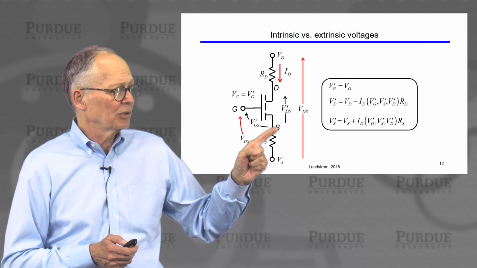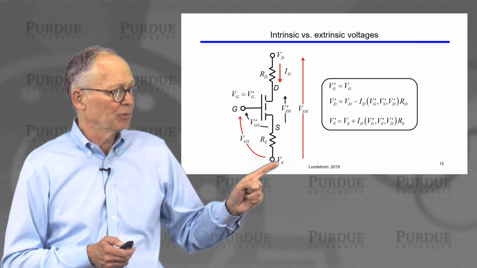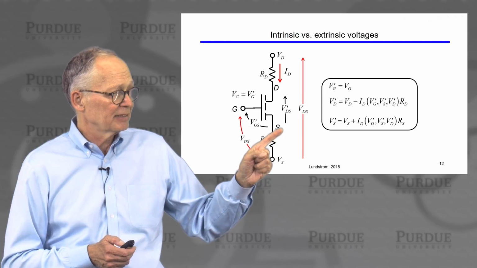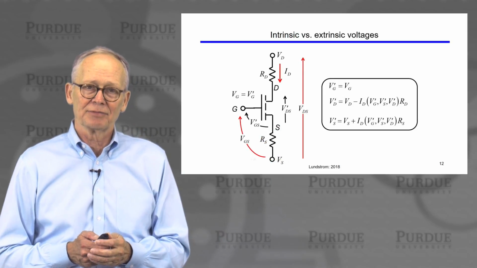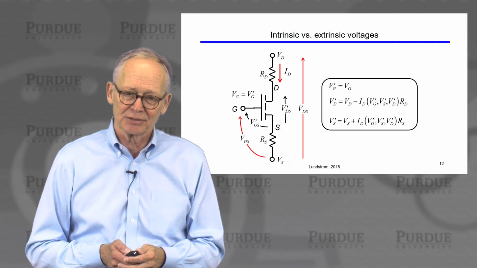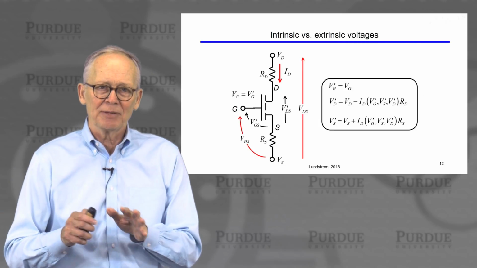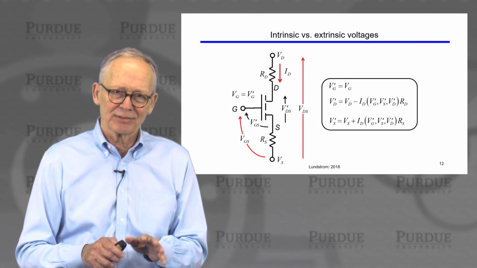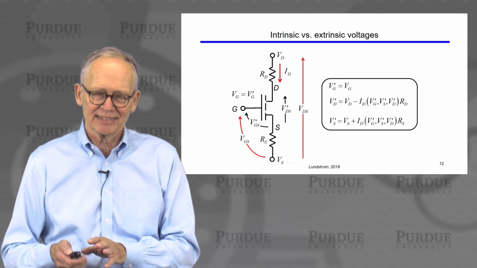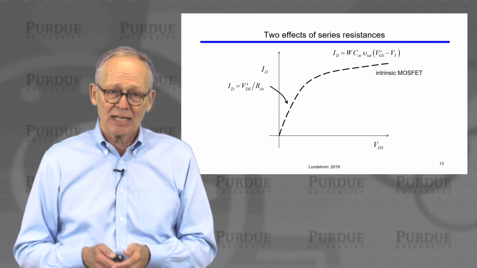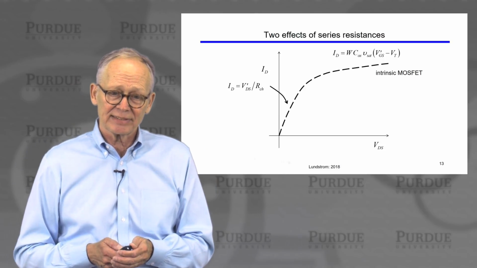And the voltage at the source is actually positive, even if we ground the source terminal, because there's a voltage drop as the drain current flows through that series resistance in the source. So we can simply map the intrinsic characteristics to the extrinsic characteristics in this way. Now, what is the effect on IV characteristics?